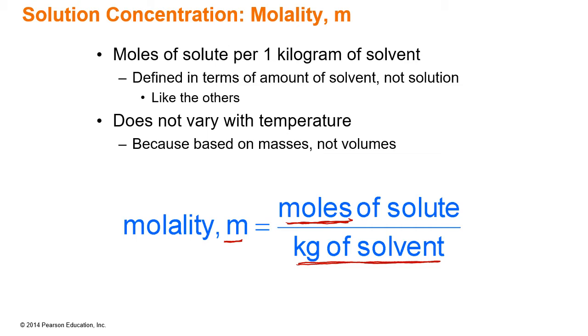Because it's based on masses of solvent, not volumes, as our temperature changes, we don't have to worry about the expansion and contraction with our temperature. And so it is not temperature dependent. We will see this concentration used when we look at freezing point depression and boiling point elevation.